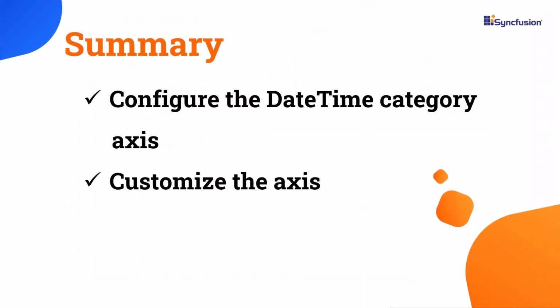Let me wrap up this video. You have learned to add and customize the DateTime category axis in the Syncfusion .NET MAUI Toolkit Cartesian chart.